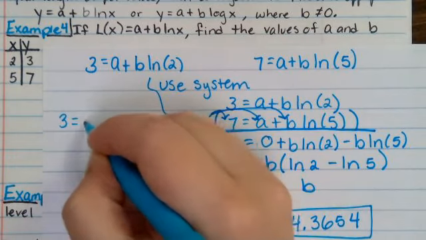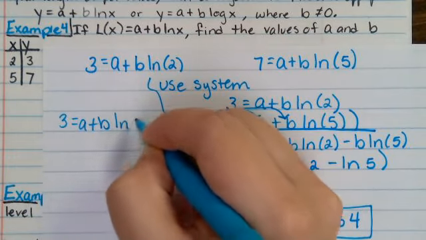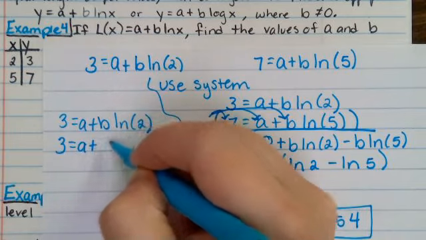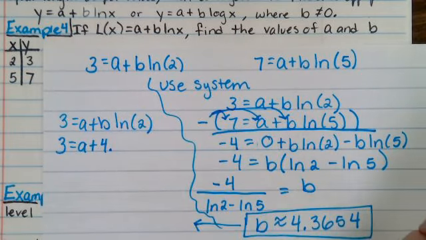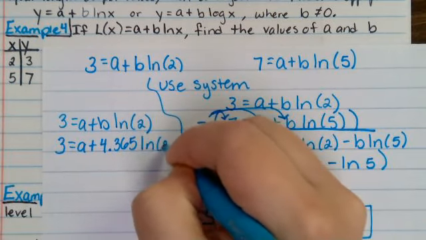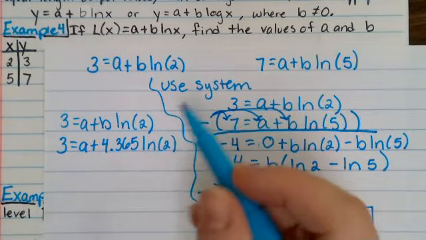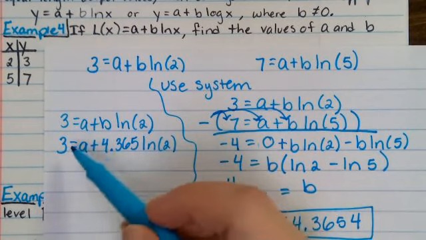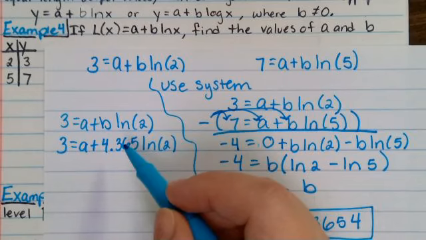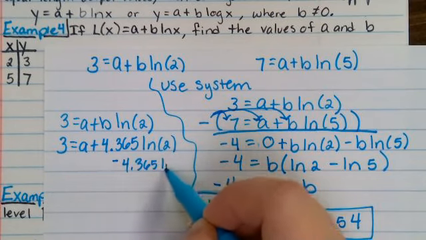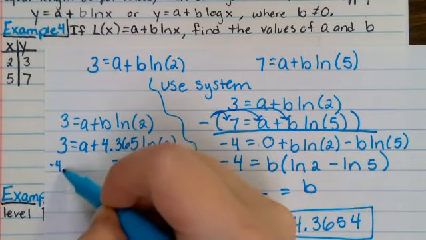So I'm going to take that 3 equals A plus B natural log of 2. And I'm going to plug this B value in. 3 equals A plus, and then this was 4.36, let's say about 365. Right? Now, when you solve this, I need to subtract this guy from 3. So we're going to subtract 4.365 natural log of 2 from that 3.